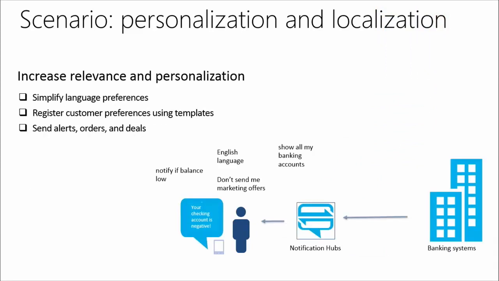So here's a scenario that we talked about earlier where you want to both personalize and localize. In this case, what you're trying to do is make it more relevant to the person that is consuming the data. So language preferences, alerts, orders, deals, that kind of thing. So if you're in a financial institution, you want to notify a person that their bank account is low. So your application would register, saying I'm interested in these kinds of tags. Or I could use push notifications for the same kind of thing.